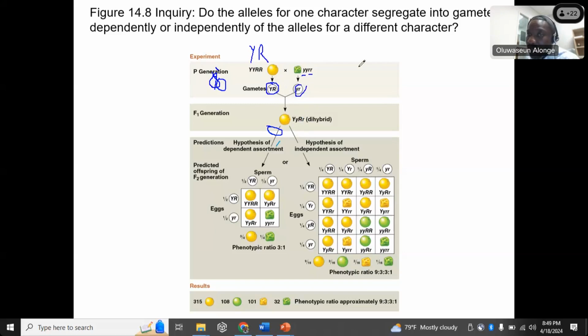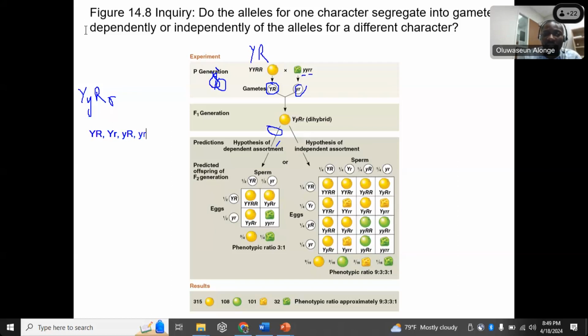Because to get gametes from this now, look at it. If you have Yy Rr, there are many combinations that can come out from here. Number one, you are able to see YR, uppercase. You are able to see Y, then lowercase r. You are able to see lowercase y, then uppercase R. And you are able to see lowercase y and lowercase r. So those are the likely gametes that you can get. If you look at it, that's it. So you want to look at it very well. Those are the gametes you can get from that.